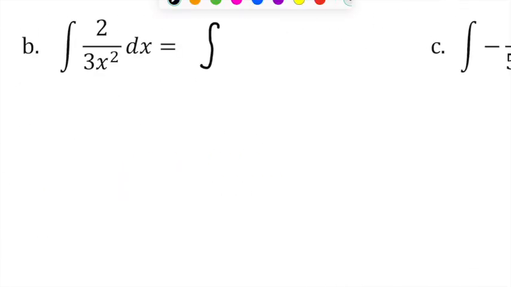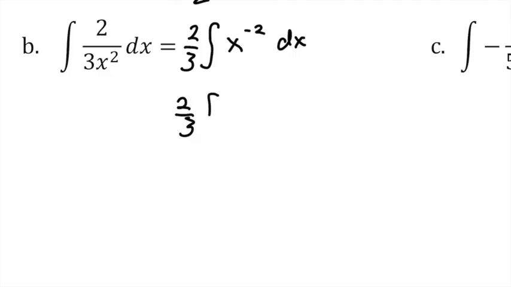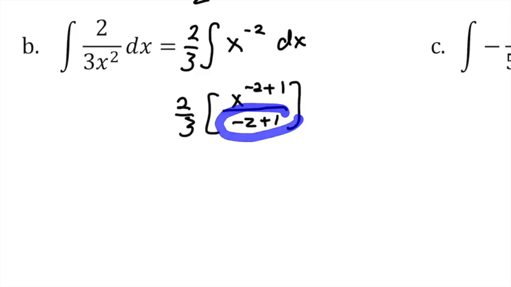Okay, so I want to pull, just to not confuse us, I want to pull this 2/3 outside. And then I'm going to rewrite this 1 over x squared as x to the negative 2. So let's apply our rules. We're going to add 1 to the negative 2 and divide by that same new exponent. So on the denominator, we're going to get negative 1 times 3. So that's going to be negative 3.